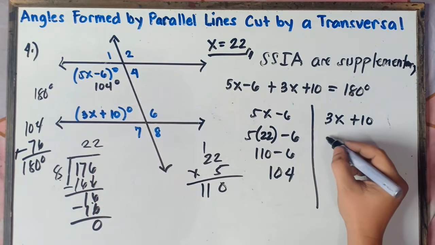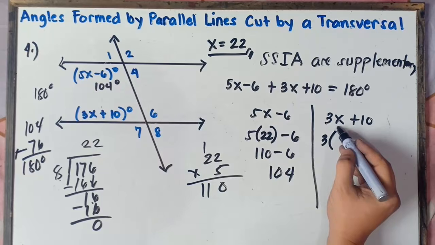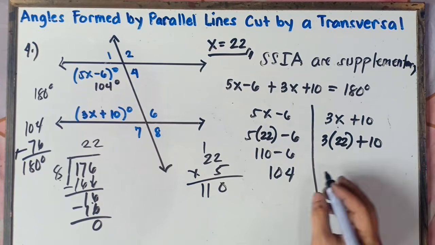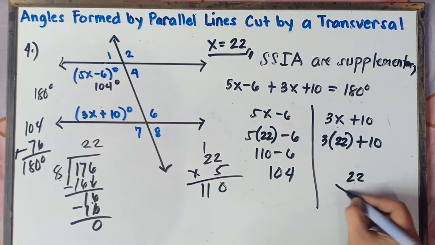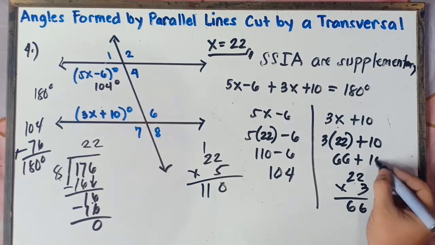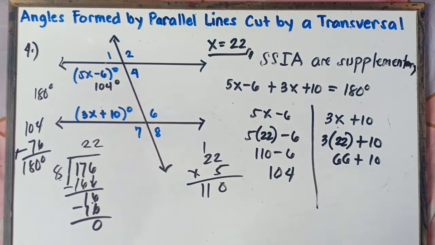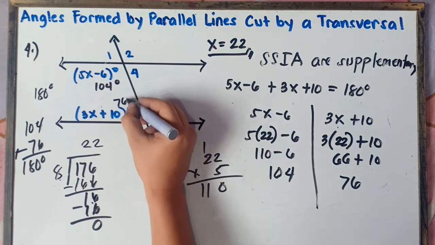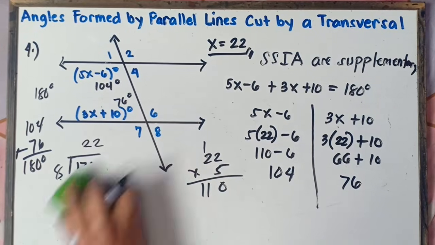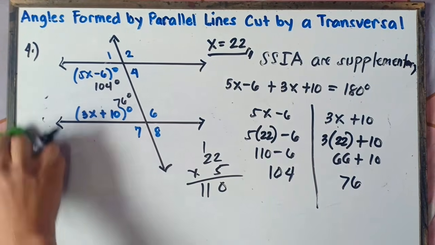Let's check that. So 3 times the value of x, that would be 22, plus 10. So 3 times 22, 22 times 3. 3 times 2 is 6, 3 times 2 is 6. So 66 plus 10, that would be equal to 76. Yep, this is 76 degrees. Alright, so 104 and then 76. Almost done, class. Very easy, right, for this one?